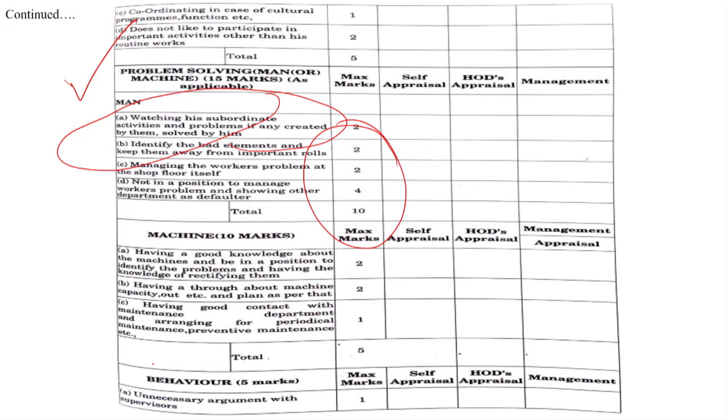Then look at this last point, behavior. It's not only the machine, not only the teamwork, not only the problem solving skills that are appraised, but it is also related to behavior, like unnecessary argument with superiors. No superior would like their subordinate to argue. There is a word known as insubordination. Insubordination is basically when you fail to honor the instructions of your superior. That is a kind of misconduct, and if you have done it at any point of time, it would definitely get reflected in your appraisal form.